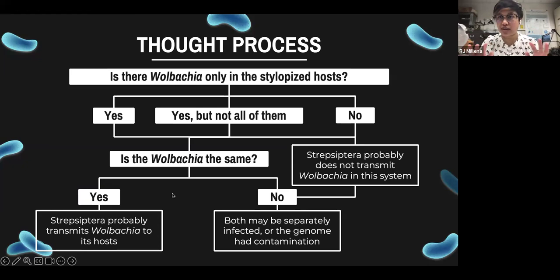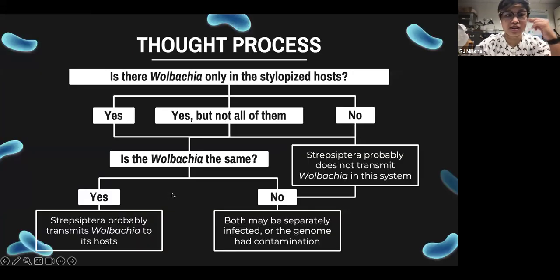So this project had this kind of thought process, this thought tree going on, where we needed to establish that there was actually an association between Wolbachia, Strepsiptera, and the Strepsipteran host wasp. So we had to go through: is there Wolbachia only in the stylopized hosts, or the hosts parasitized by Strepsiptera? And if we said yes, we would have to check if they're the same. If it was yes, but not all of them, there's the chance that the stylopized hosts were different strains or there's something else going on. And then if no, then Strepsiptera probably doesn't transmit Wolbachia in the system.